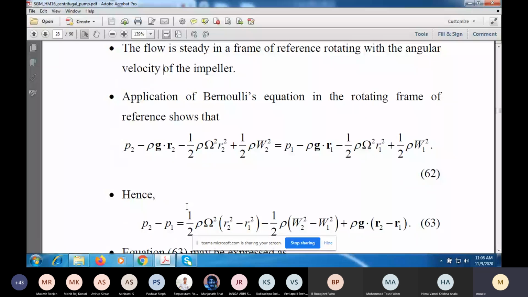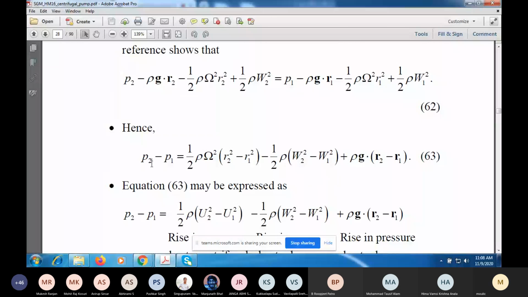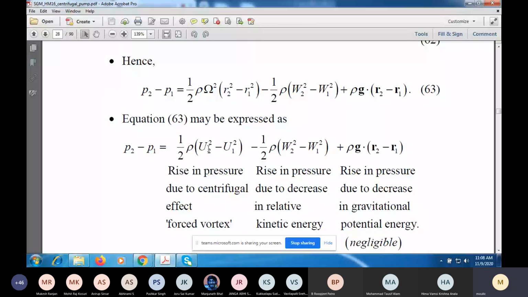So as we have derived before, the sum of pressure, gravitational potential energy, the centrifugal effect, and the relative kinetic energy will be the same at points 1 and 2. Okay. So I can rearrange equation 62 and write P2 minus P1 on one side, and you will have the centrifugal effect here and the change in the relative kinetic energy and the gravitational potential energy. Now omega times r is the rotor velocity, the velocity at a point on the impeller.